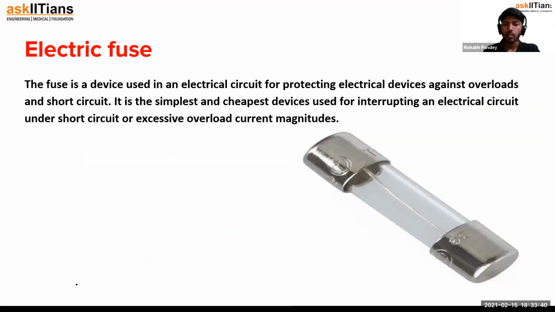See, if you look at the working of the electric fuse, what does an electric fuse do? It's a device which is used in an electrical circuit for protecting electrical devices against overload. The point is, the idea of making the fuse is, as you can see, there's a wire over here. This is made up of some material, and this is made up of some material.